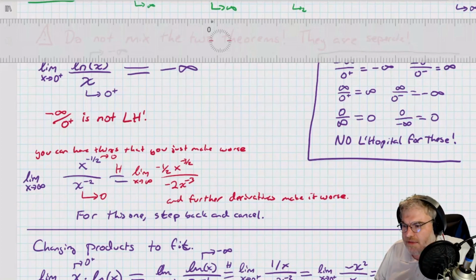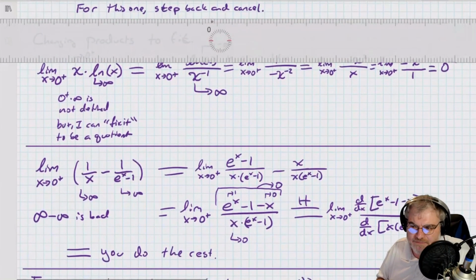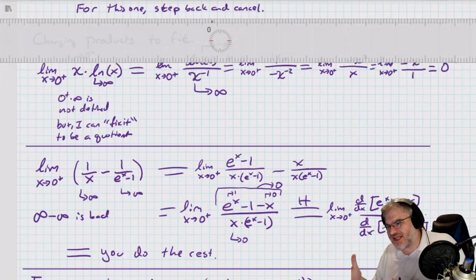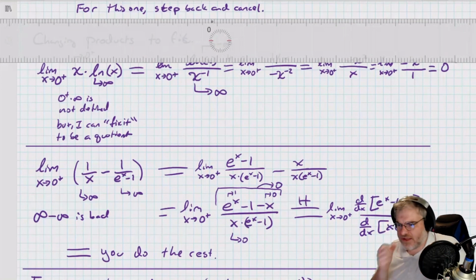And the other thing is, remember, you're taking the derivative of the top and the derivative of the bottom separately. And all these things are just fancy ways of making things work with L'Hopital's rule. So if you've got something that's got a weird form, see if you can make it into something that's a quotient.